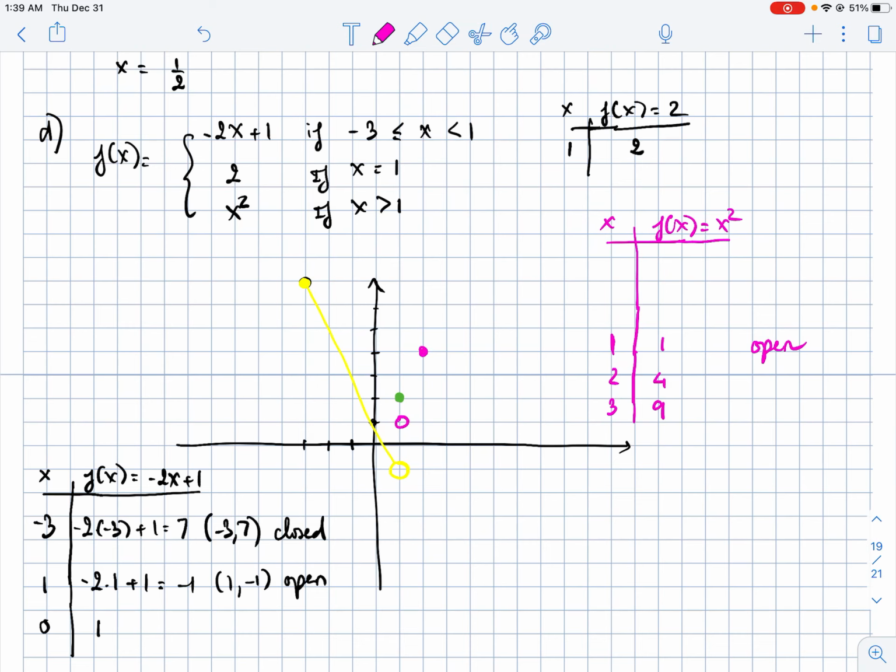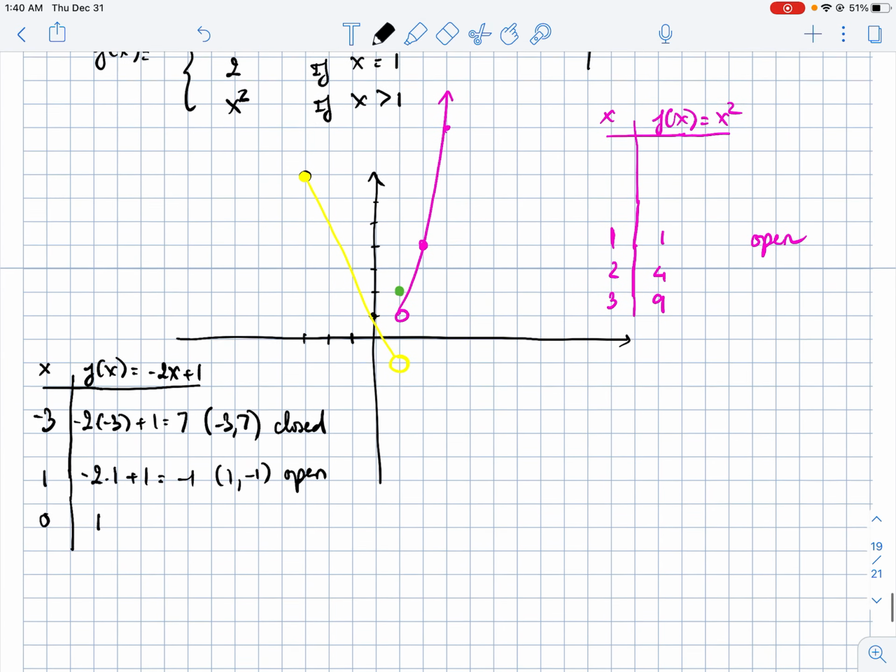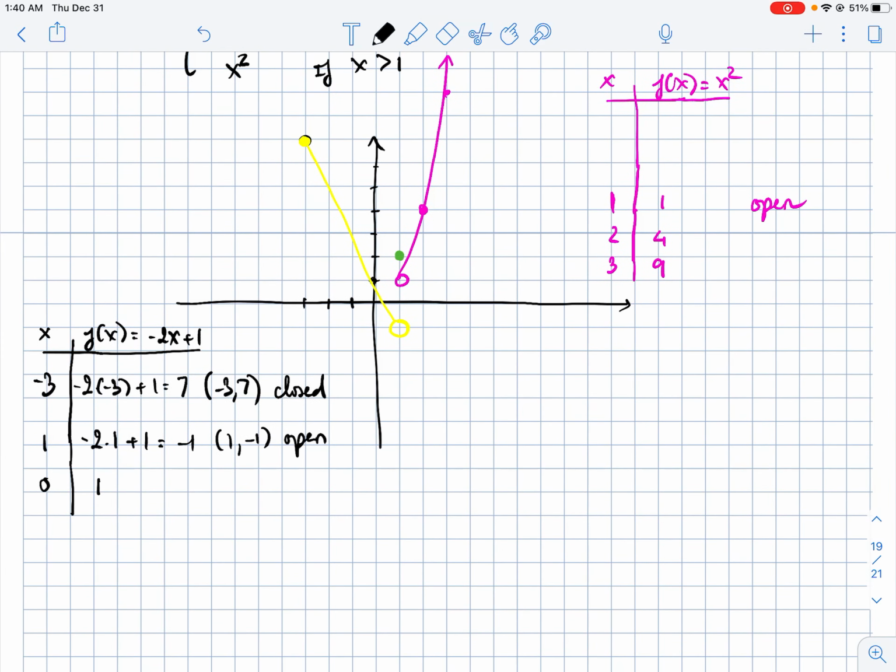And then (2, 4), and then (3, 9). And then you connect this, and you can draw the arrow because it's continuous. I go back to the yellow line because this is not a line, this is a segment, so that's why we stop here. We do not have any arrow for the yellow segment. Look at this, it is a segment, ending at negative 3 and 1.